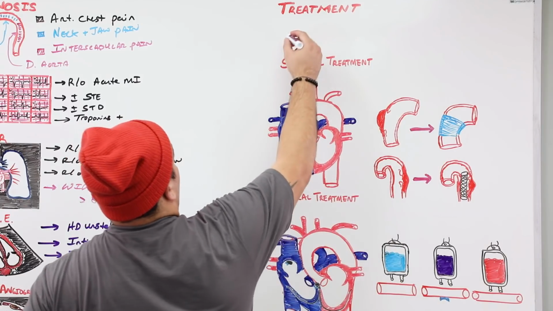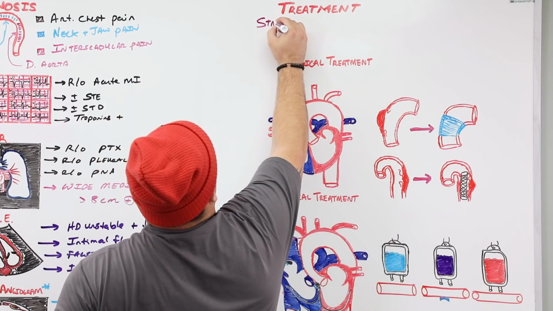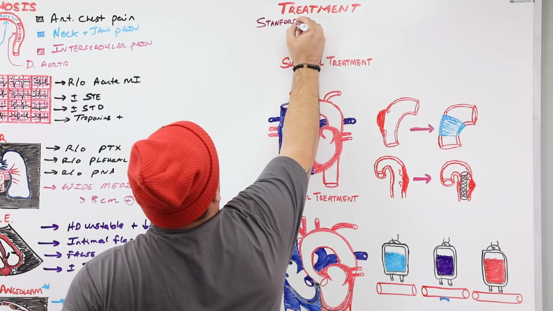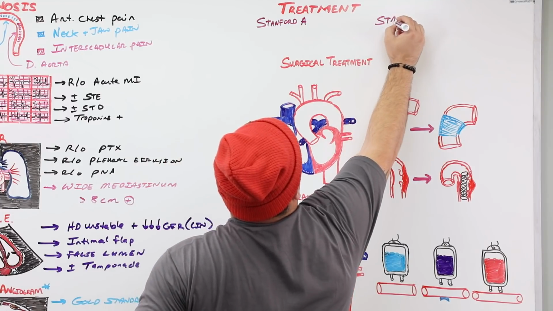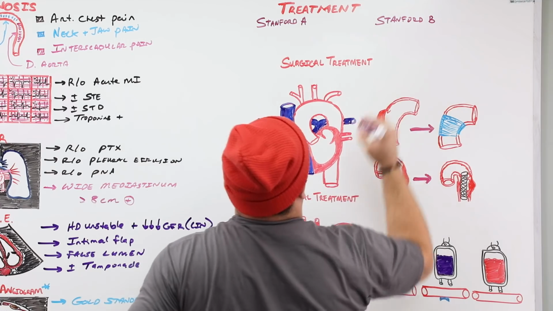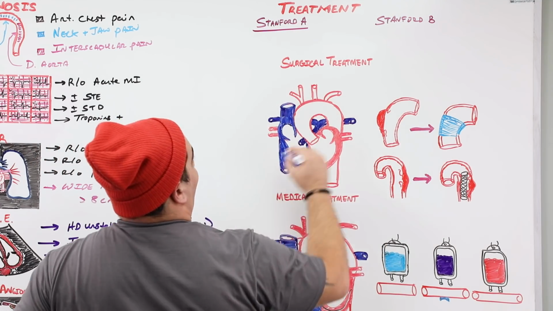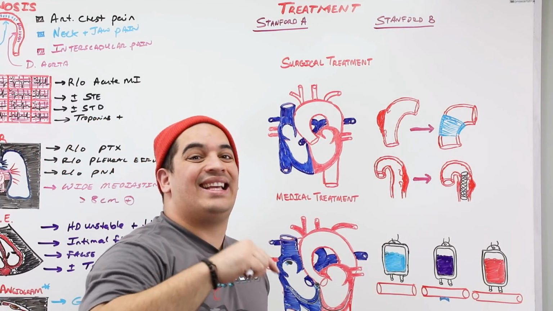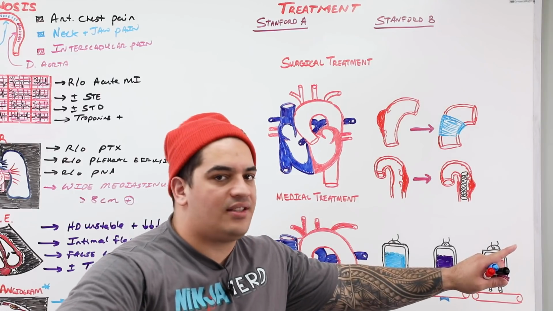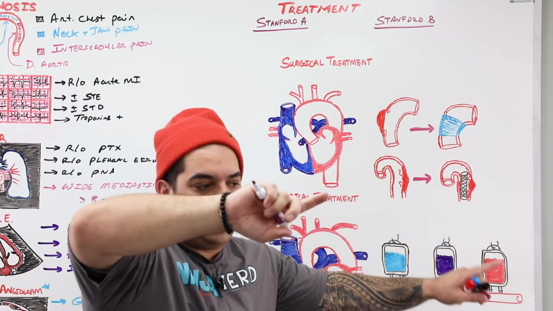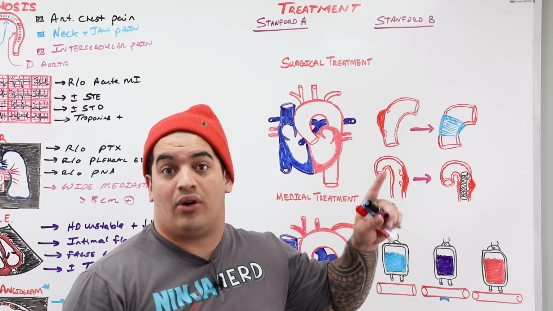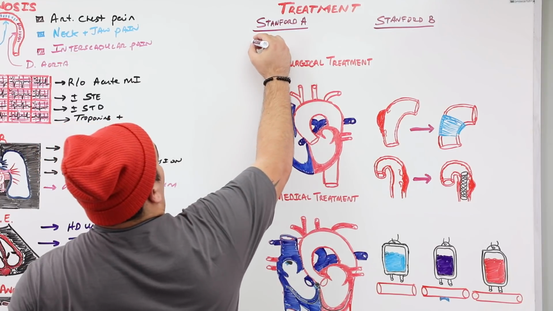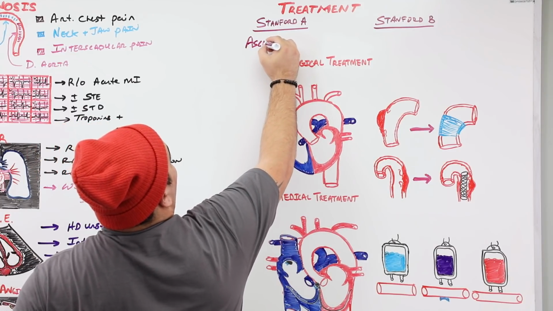So let's utilize those particularly. We have what's called a Stanford A classification of aortic dissection, and then you have a Stanford B type of aortic dissection. So Stanford A, I'm gonna make it real easy for you. Stanford A involves the ascending aorta. If it starts with the ascending aorta and goes all the way down the aorta, if it involves the ascending aorta, it's a type A.